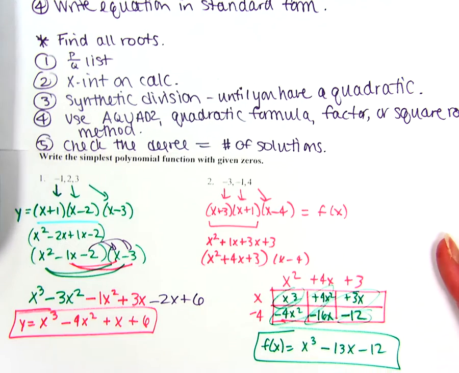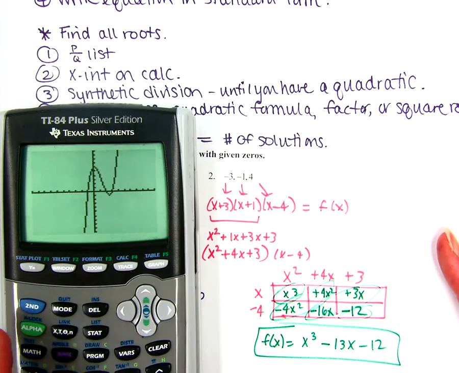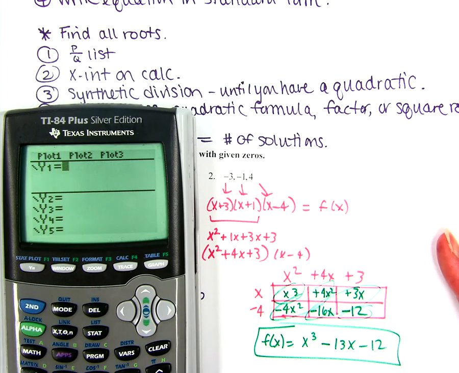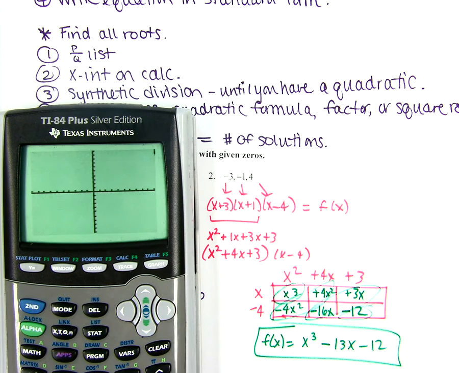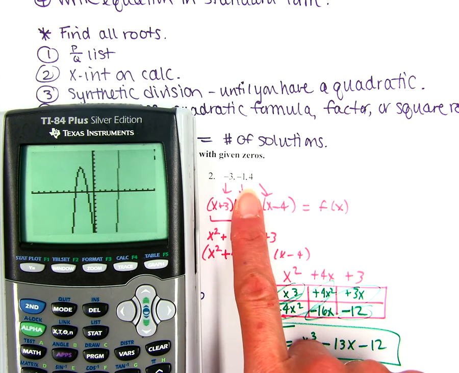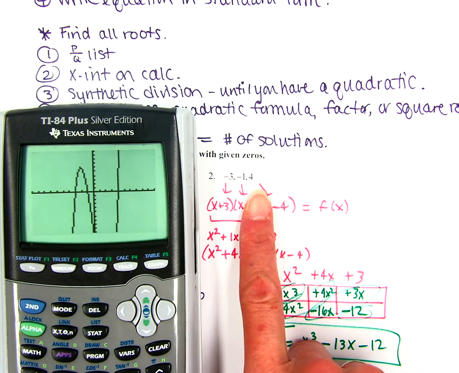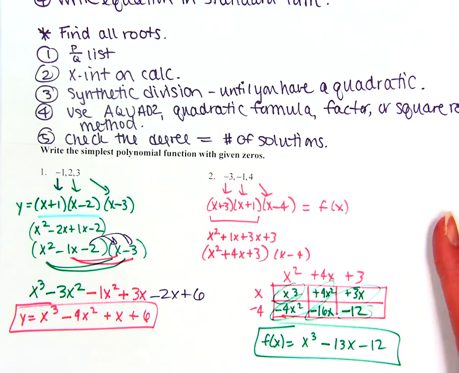So there's my equation. Just like on the last problem, I'm going to double check to see if I have the right answer. So x cubed minus 13x minus 12, and I should have the x-intercepts of negative 3, negative 1, and 4, which I do. So perfect. Alright, flip over to the back.